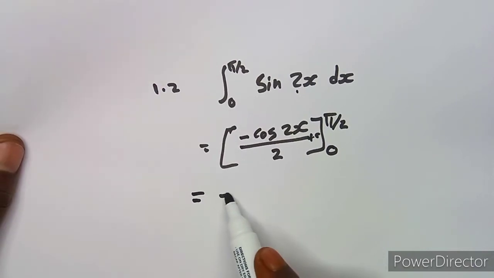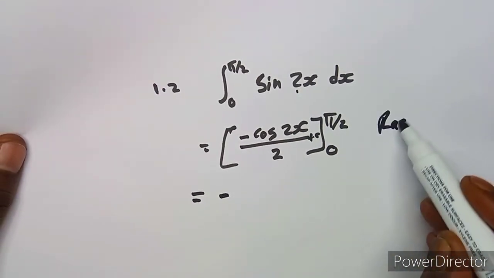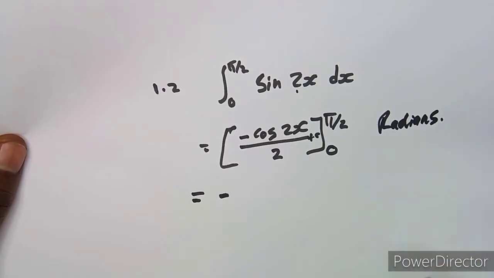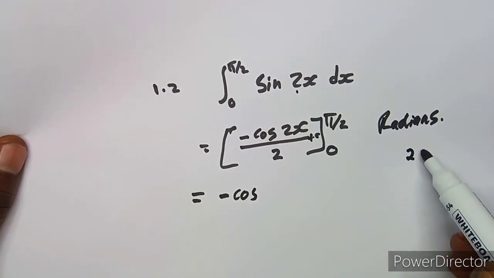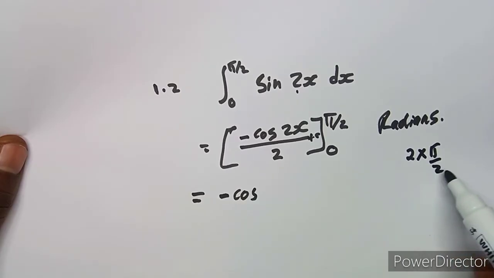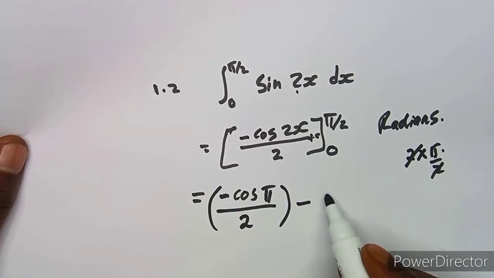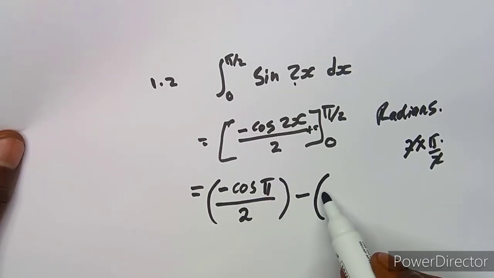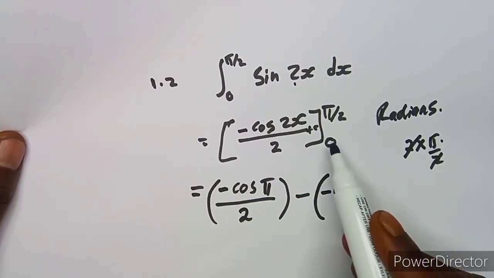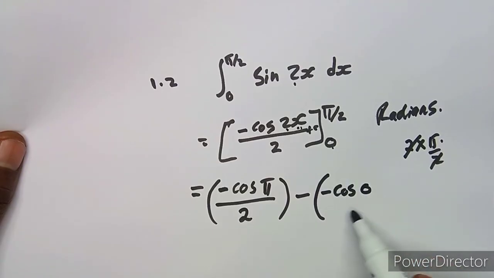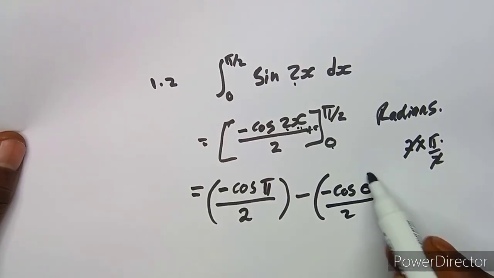So you can just substitute your values and make sure that your calculator here is in radians. So it's going to be minus cos, this is 2x like this, which is 2 times pi over 2 like this. As you can see, it's going to give us pi. So it's going to be minus cos pi over 2 minus, okay, we subtract the bracket, which is minus cos, we substitute here 2 times x, which is 0 here, 2 times 0, that's 0 over 2.